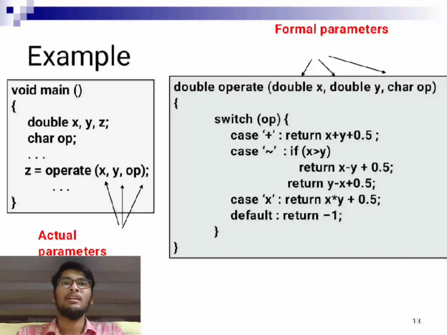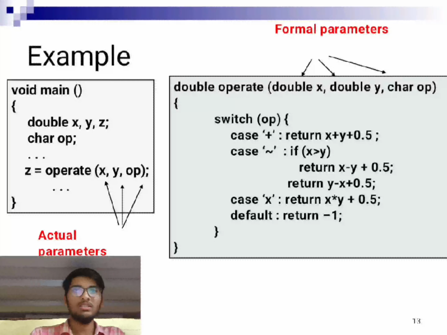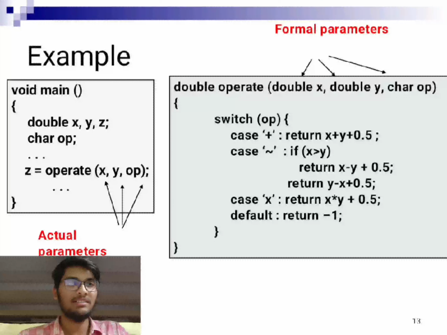Closing this block. On the right side, double operator is the function name, and double is the return type. Parameters are double x, double y, character op. Switch op: case plus, return x plus y plus 0.5. Case minus, if x greater than y, return x minus y plus 0.5. Case multiply, return x into y plus 0.5. Default, return minus 1. Closing that block. In this function, the formal parameters are double x, double y, character op. The actual parameters are on the left side: x comma y comma op.